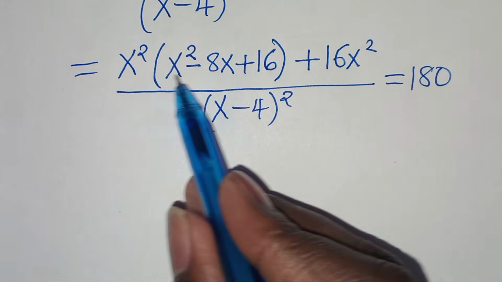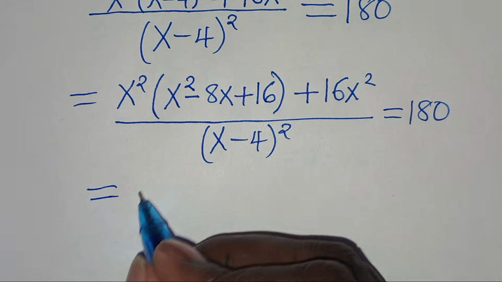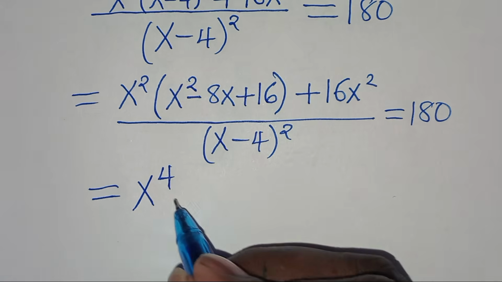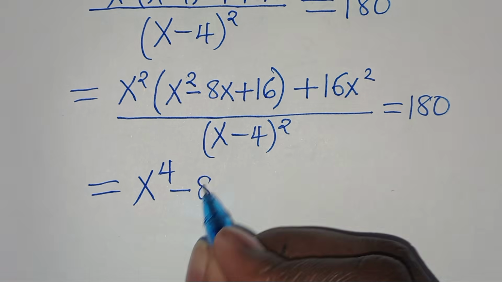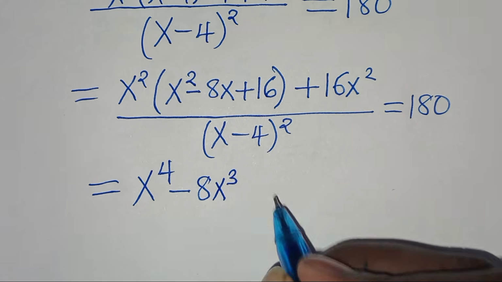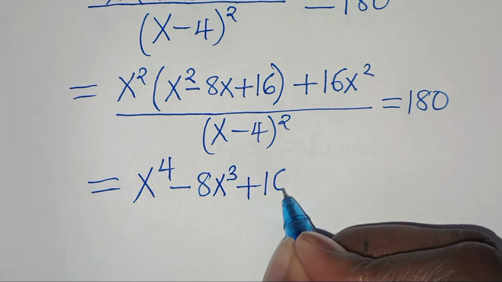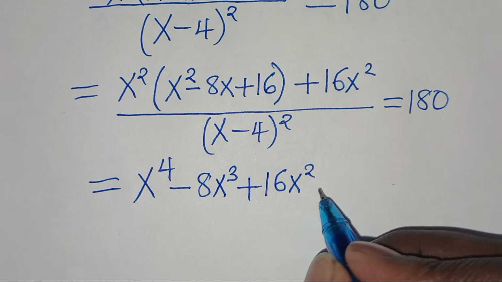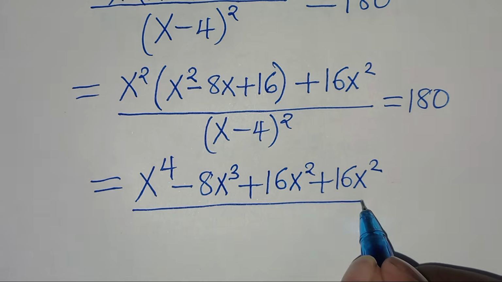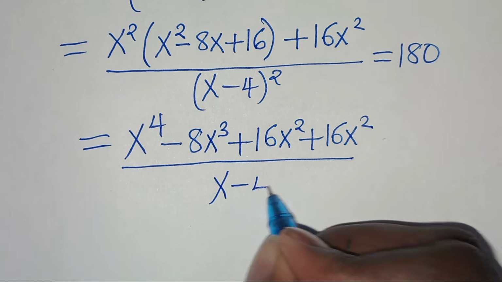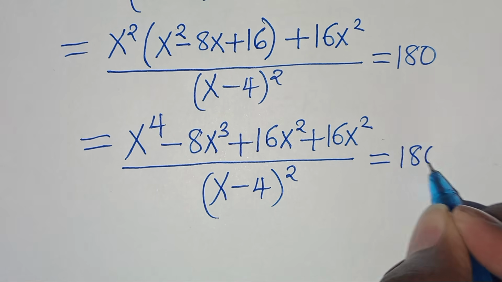Now, let's open the parentheses here so that we have x squared times x squared. This is x to the power of 4. Then minus x squared times minus 8x. This becomes minus 8x to the power of 3. Then plus x squared times 16. This becomes plus 16x squared. Then plus 16x squared. Everything here divided by (x minus 4) raised to the power of 2. This is equal to 180.